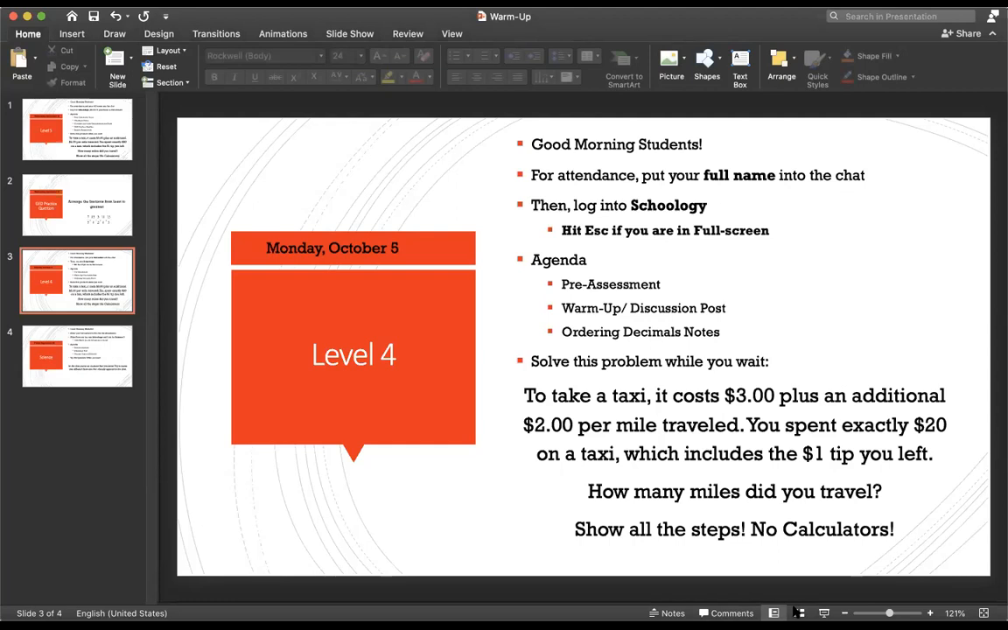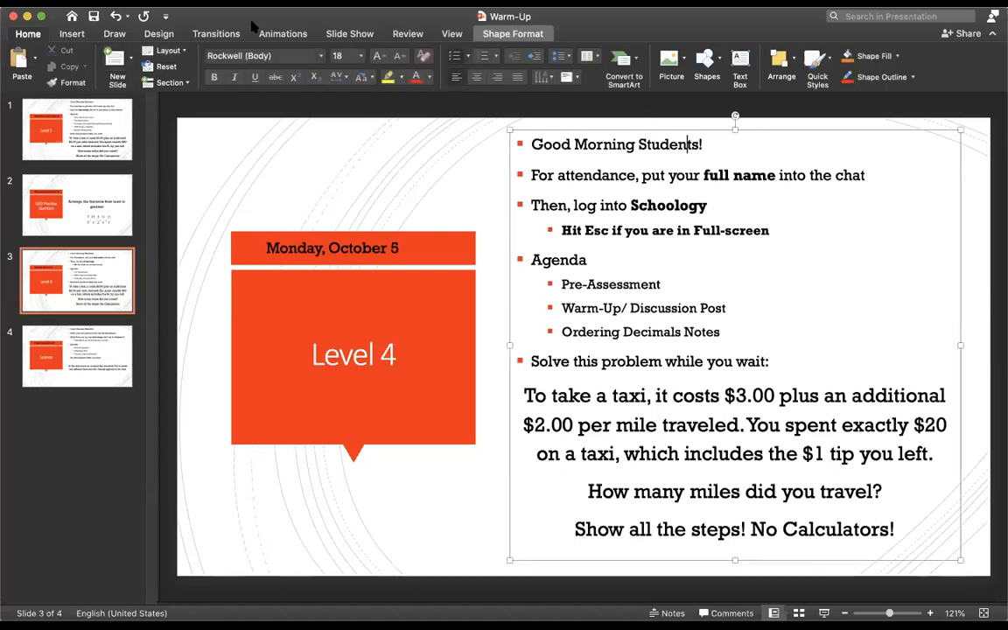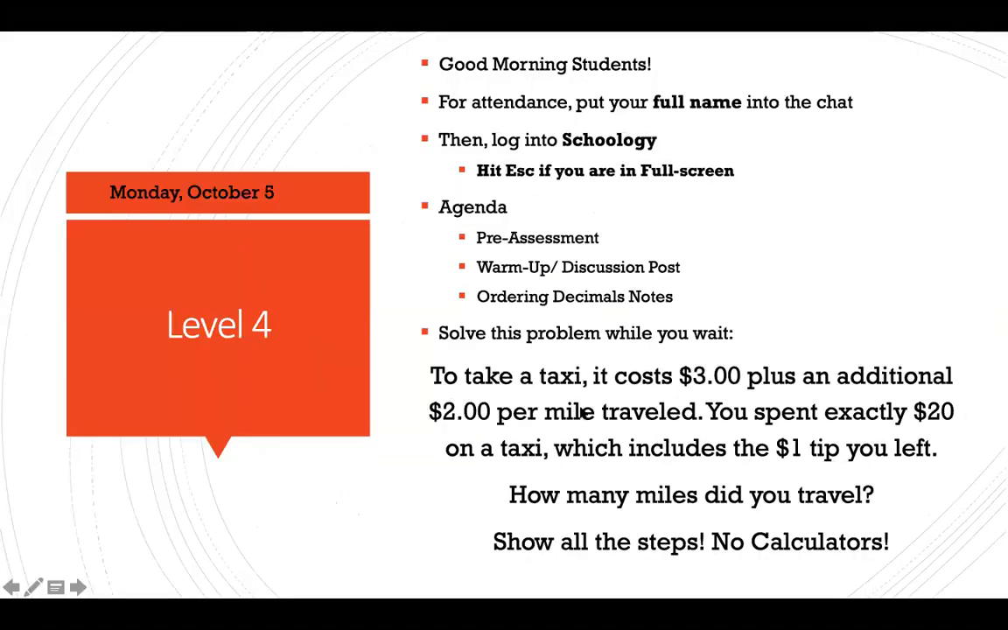I saw a couple people tried to answer it already. So we're gonna do this problem here in front of us. We're taking a taxi. It costs $3 plus an additional $2 per mile traveled. You spent exactly $20 on that taxi, which includes the dollar tip you left. How many miles did you travel?